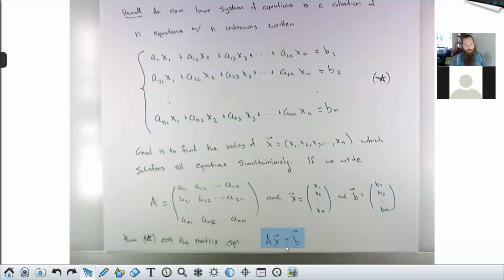Check that when you actually write this matrix equation out, like this matrix times this vector equals this vector, you really do get this. The left-hand side, when you multiply, is going to give you all of this stuff. So you have a vector whose first entry is this left-hand side, whose second entry is this left-hand side, and whose last entry is this left-hand side. And that vector of linear combinations of the x's is going to be equal to the b vector. And the only way for two vectors to be equal is if all of their entries are equal.